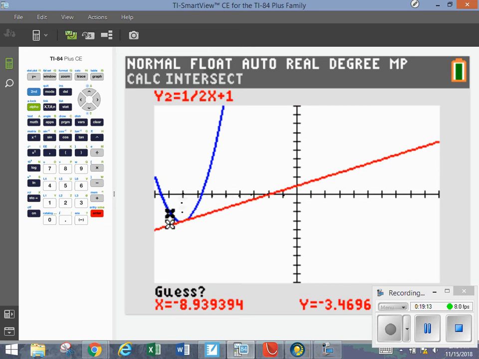Next, it tells me, well, you want to guess? And I'm like, well, I think it's right around here. So I put my arrow right there. And I'm like, okay, that's my guess. And I hit enter. And the computer starts to think about it for a bit.